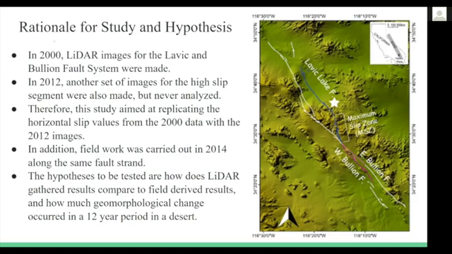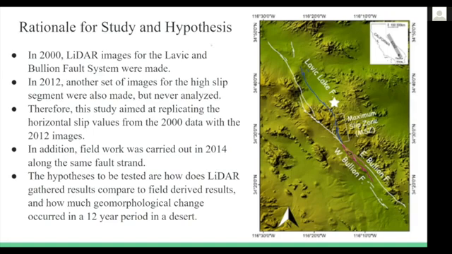Most recently, we had the Ridgecrest earthquake that was 7.1 in magnitude. But the rationale is that in the year 2000, there was a set of LiDAR images that were produced and were analyzed by a man by the name of Chen Tao in 2015. And in 2012, there was another set of LiDAR images that were never analyzed. They were basically shelved and nobody took a look at them.